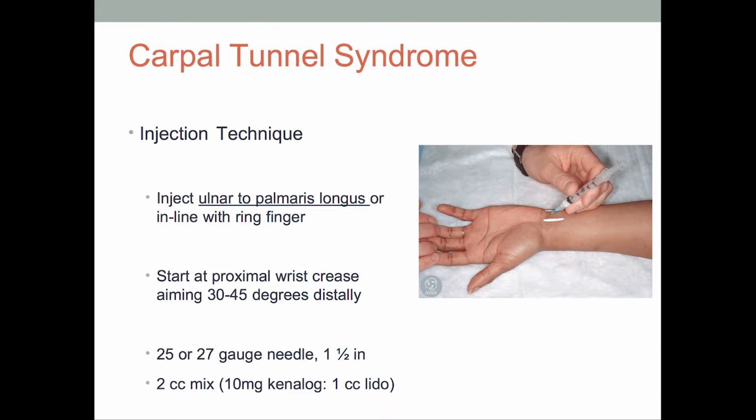So for the injection technique, the key is to know where the median nerve is. The median nerve is usually ulnar to palmaris longus. The way you find palmaris longus is you take your thumb and your small finger, and then you flex, and there's going to be a tendon in the middle. The caveat is about 20% of people won't have a palmaris longus. And so that's probably not the right person to start a carpal tunnel injection. So find a patient who has palmaris longus and go ulnar to palmaris longus.